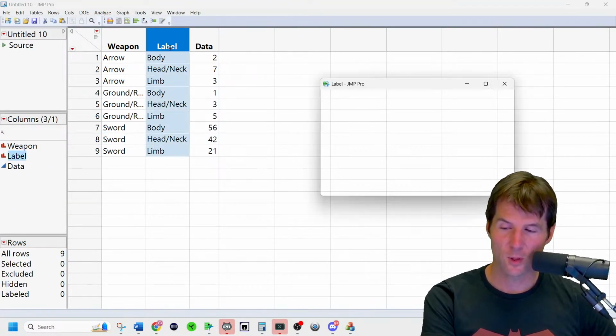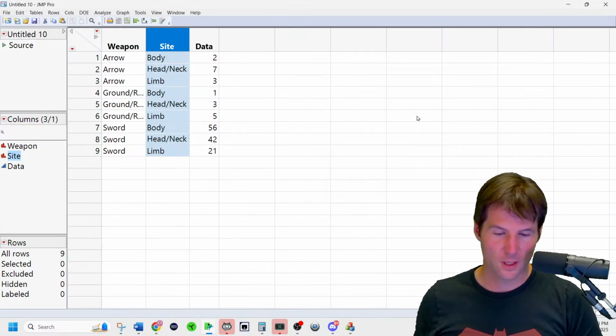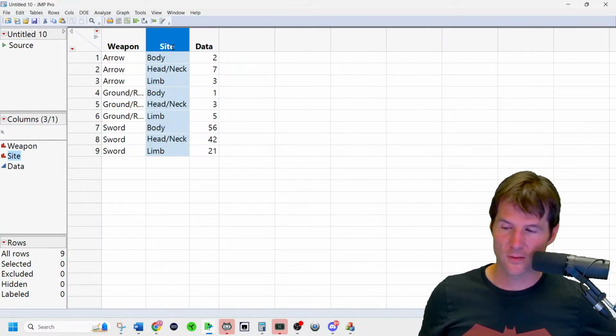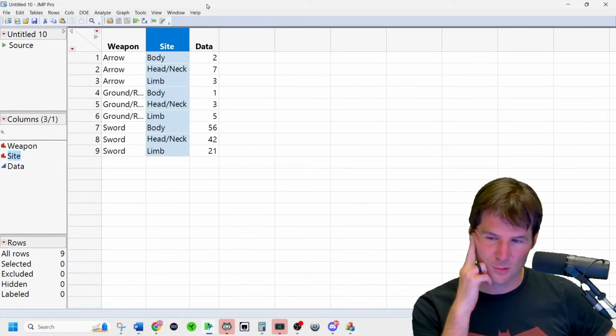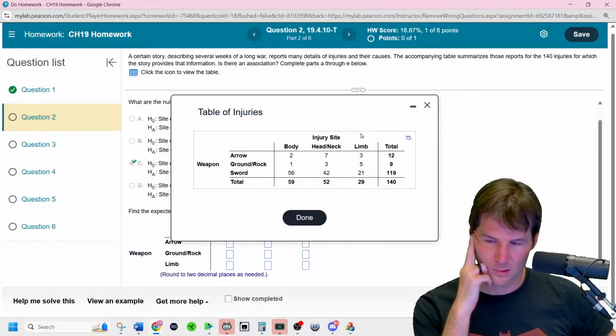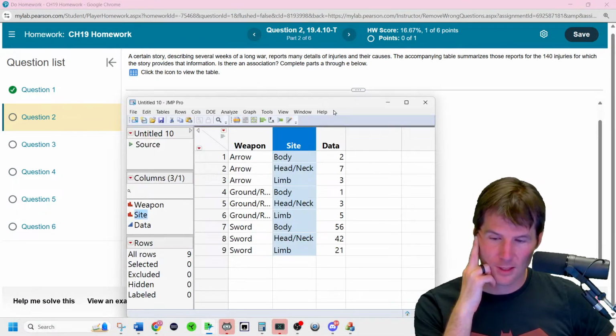Notice it says label, we're going to call it site. I double clicked it, just making it nice and pretty. Site, we got the weapon and the site of injury. And I think we're doing, does site of injury explain weapon used? Sure, let's try it that way. Okay, we got our data ready to go.